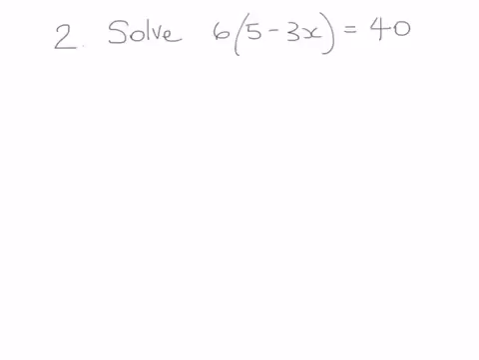Similarly, with this question, we've got a 6 out the side of some brackets. So we want 6 lots of 5, and we want 6 lots of negative 3x. To begin with, 6 lots of 5, because that's really a times in there, 6 times 5 is 30. 6 times negative 3x this time is negative 18x.